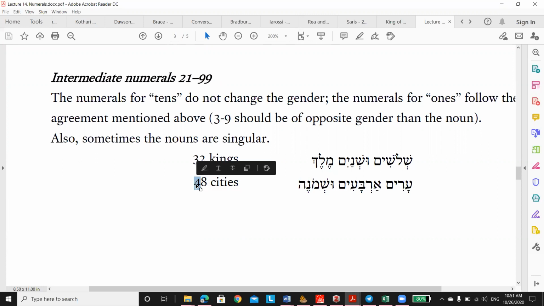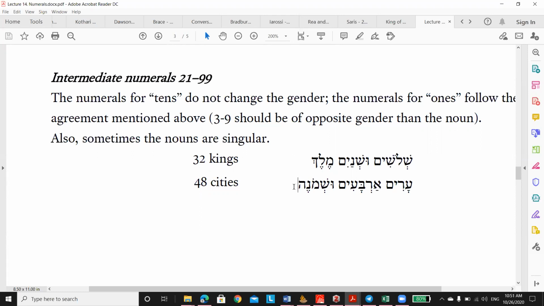Now, why do you consider the gender of the first word instead of the gender of the second word? What do you mean first word? Arim. Because Arim is feminine. We cannot change the gender of Arim.